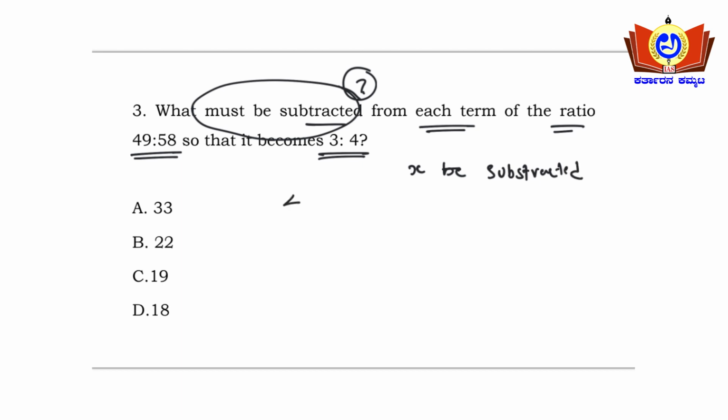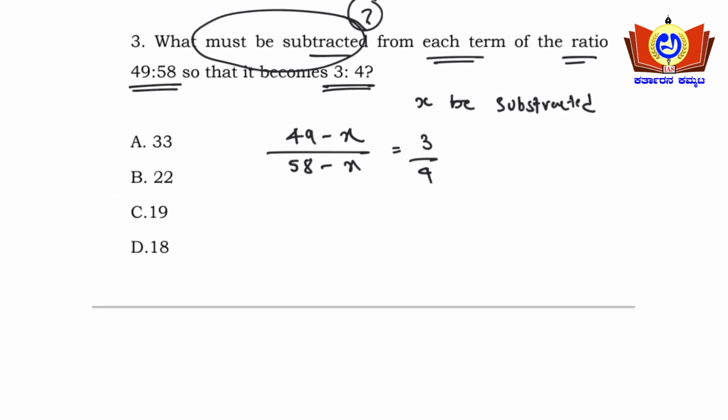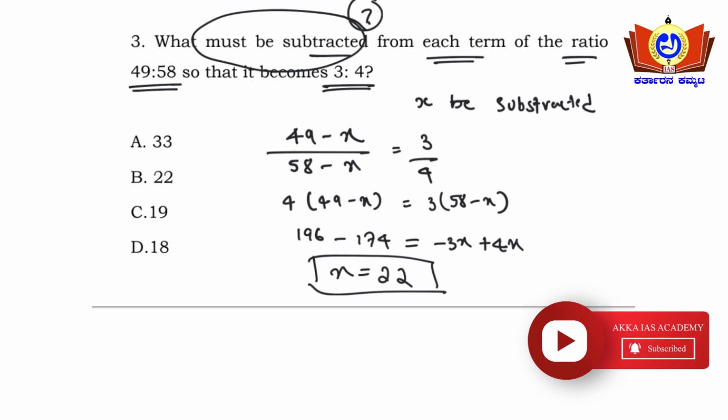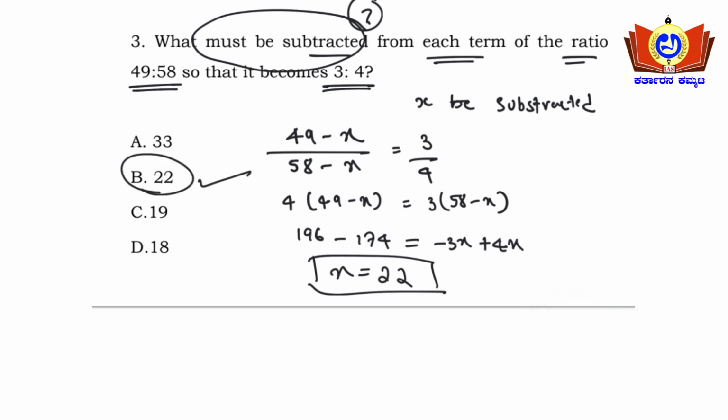So I'll be writing here 49 minus x upon 58 minus x, this will be equal to 3 upon 4. See here, very simple problem. Cross multiply: 4 into 49 minus x equals 3 into 58 minus x. So you'll be getting 196 minus 174 equals minus 3x plus 4x. 196 minus 174 is 22, and minus 3x plus 4x is x. So x is 22. Option B is the right answer here. So we need to subtract 22 from each term, that is 49 and 58, so that it will become 3 is to 4.